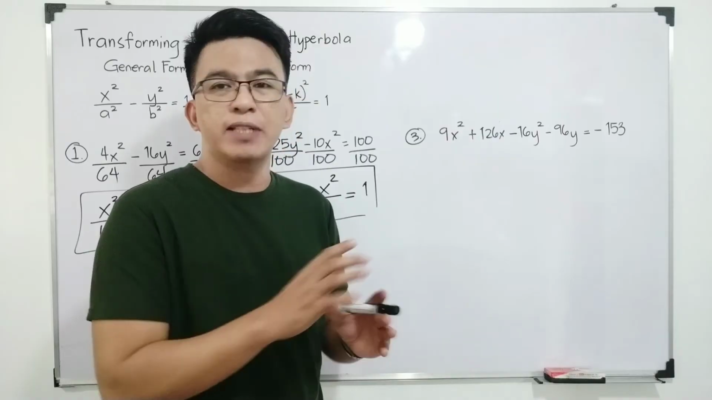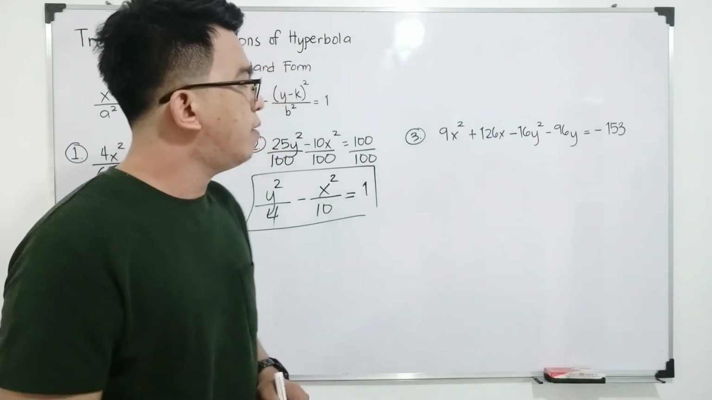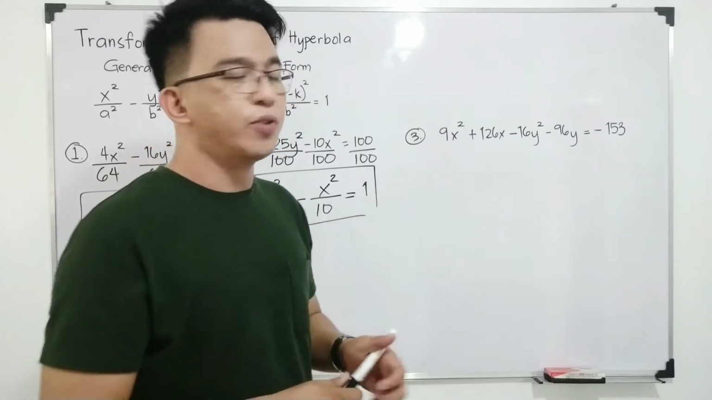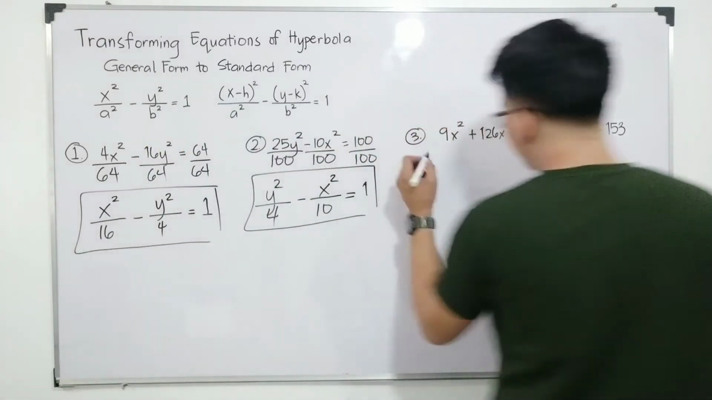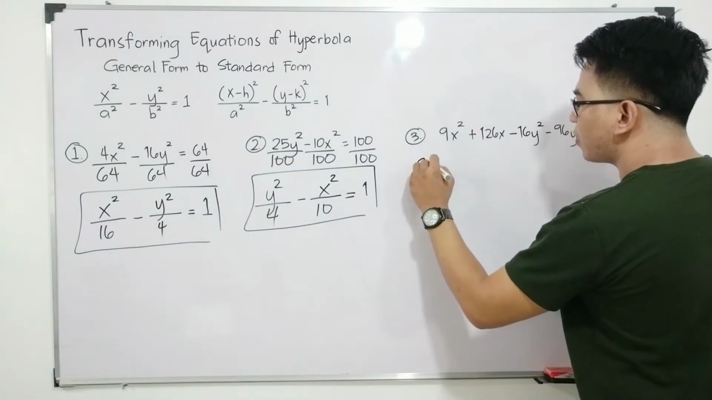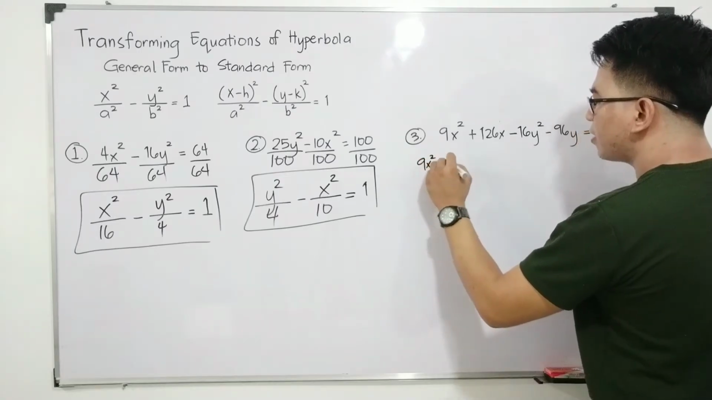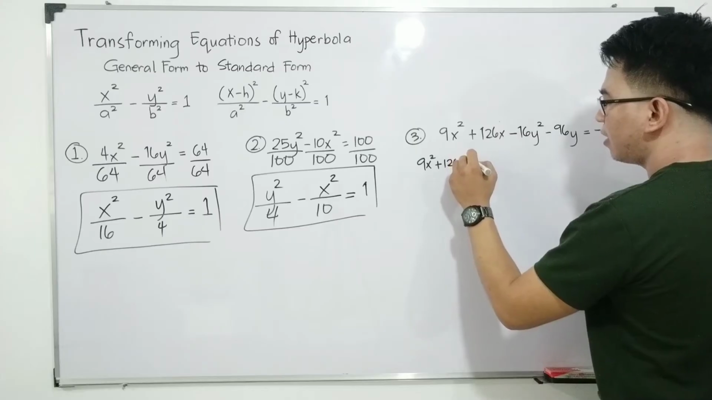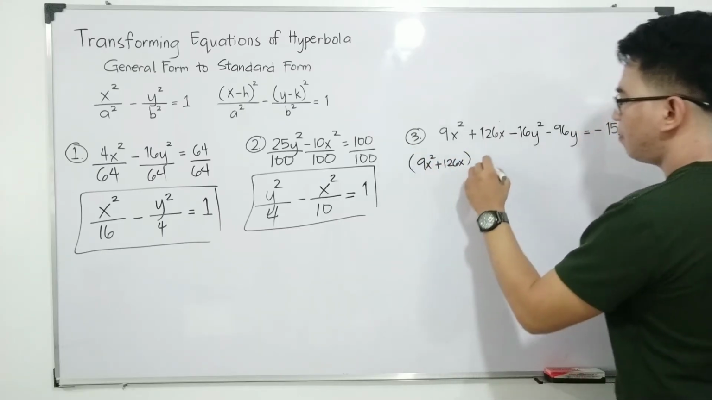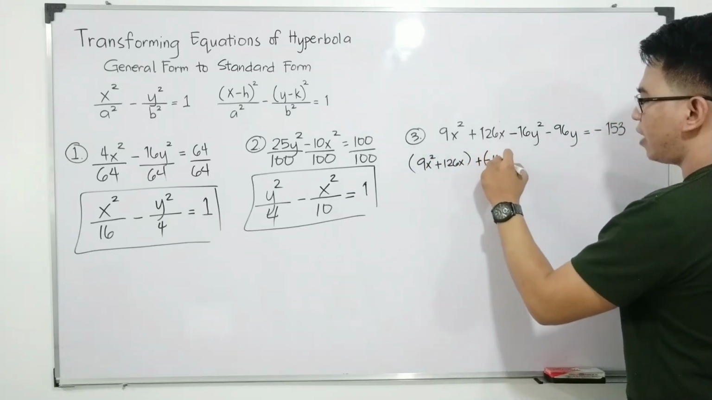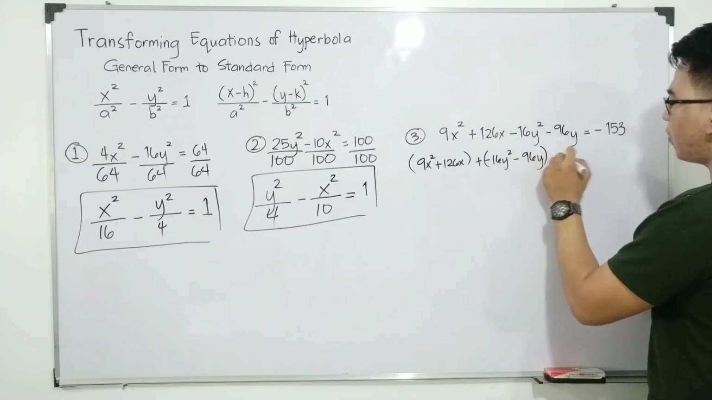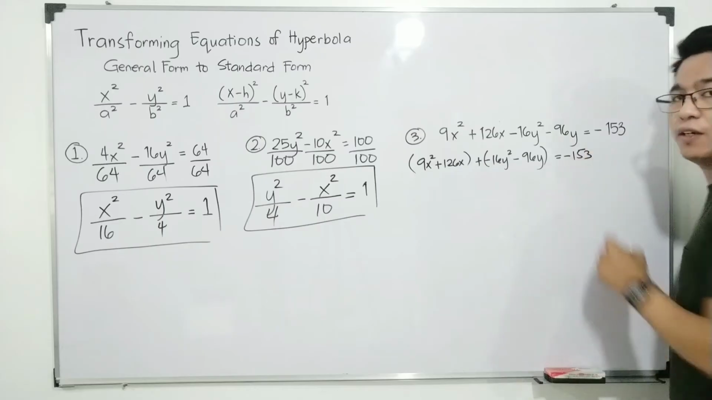Halata naman siya kapag mas mahaba yung equation. Now, paano natin siya gagawin? First step natin is to regroup the terms. Regroup natin yung terms ha. First, ito muna. We have 9x squared plus 126x plus negative 16y squared minus 96y is equal to negative 153.